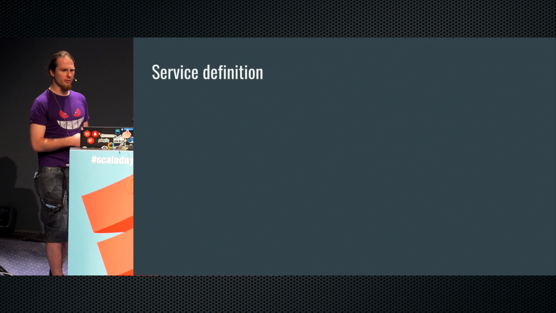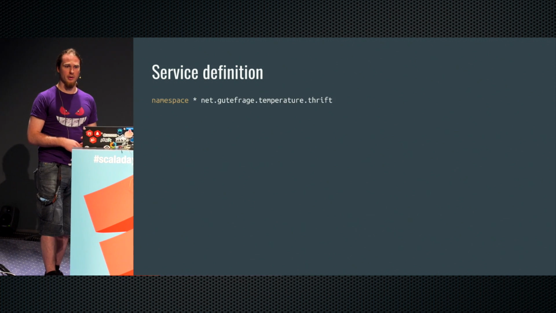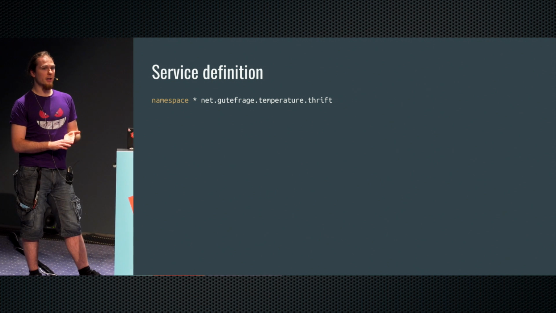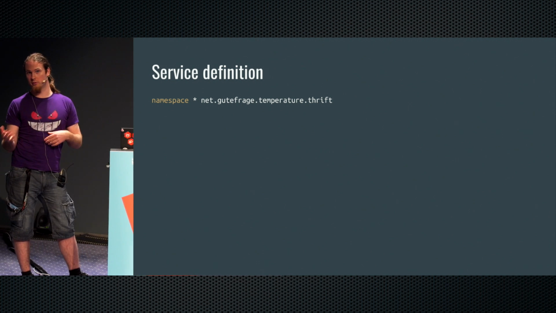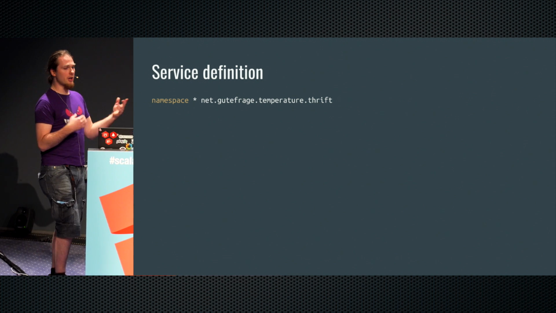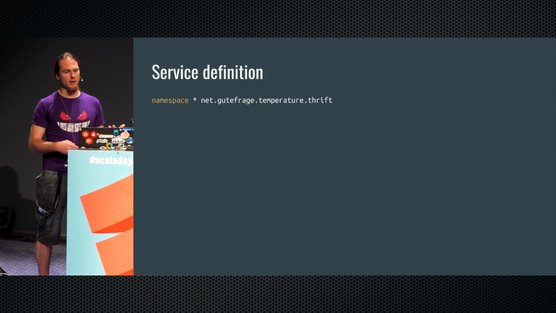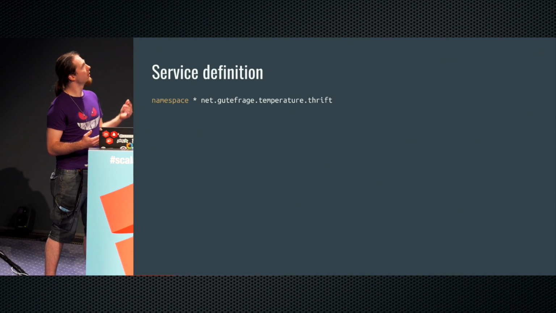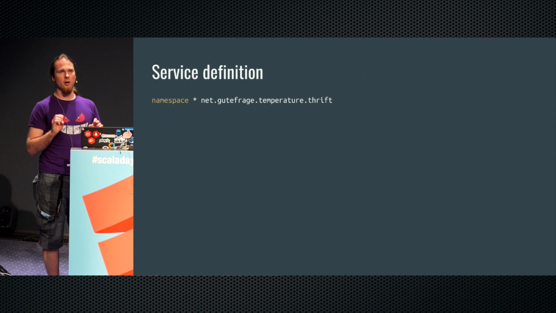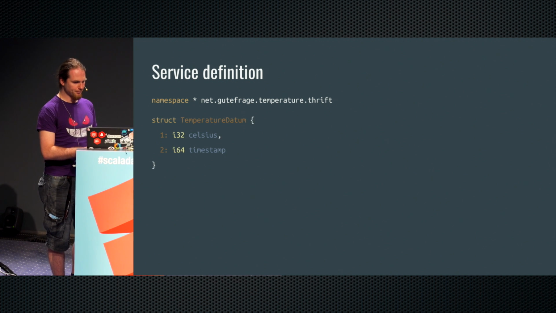So what does a Thrift file look like? For service definition, you start with a namespace. The wildcard, you could specify different languages, for different languages, different namespaces. For instance, Java or Scala. But as we don't care, we simply use a wildcard. And then you give it like a package name, like net.gutefrage.temperature.thrift. So every code that gets generated will be put in this package.